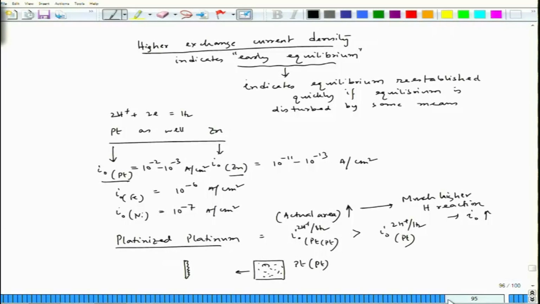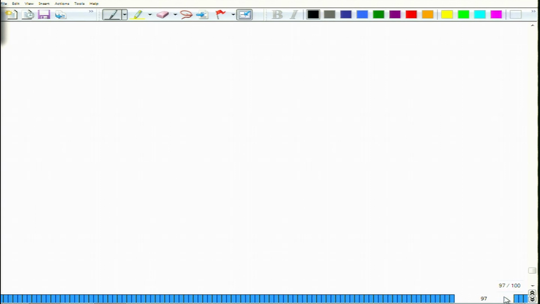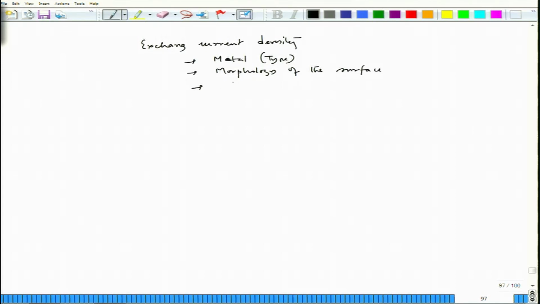So, this is about the effect of different electrodes, different metals, as well as the surface conditions. Now, there are other factors on which this exchange current density depends. It depends on, as we have said, metals, type, morphology of the surface, then we have temperature, environment.